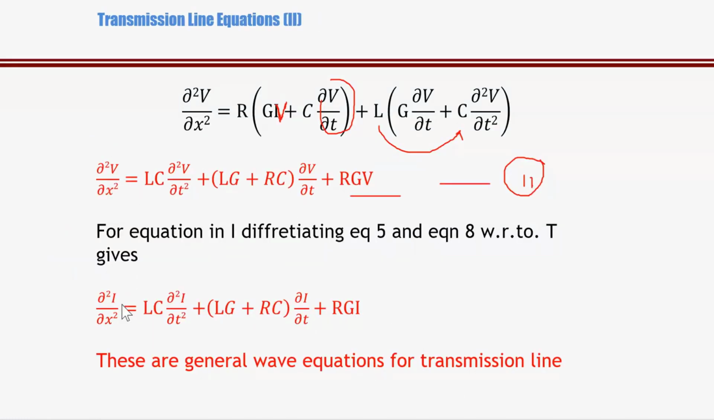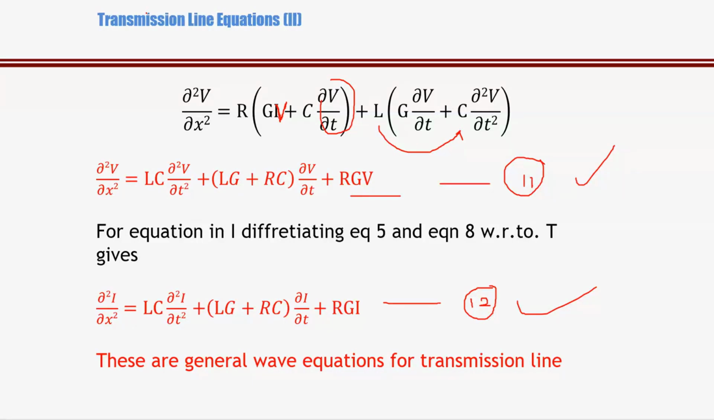we get dou 2i by dou x square is equal to LC dou 2i by dou t square plus LG plus RC, all are same, dou I by dou t. Only change V instead of I, and other parameters are same. So we got this equation, and we'll call this equation number 12 in terms of current. So equation number 11 and equation number 12 are called general wave equations for transmission line.